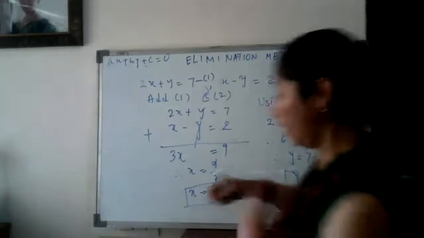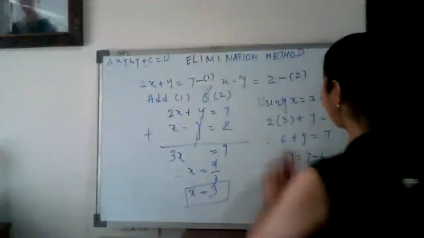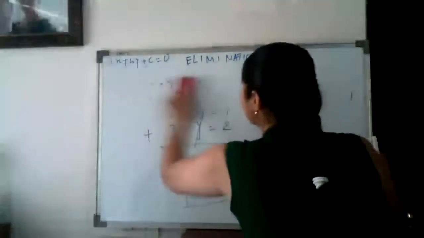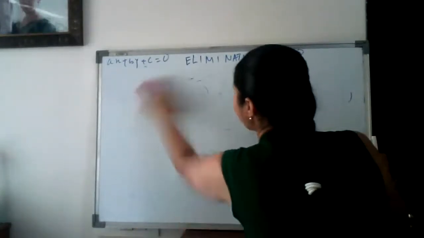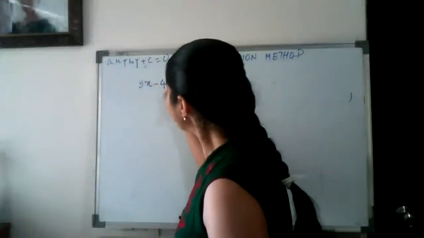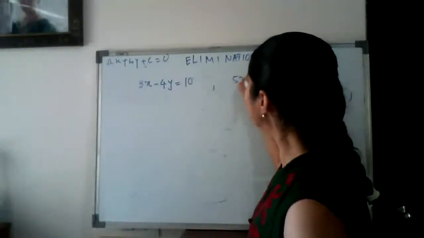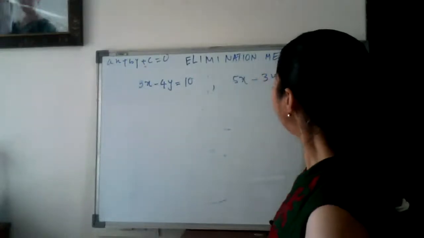Now, if I take another example where the coefficients are not the same, in that case, what will we do? So let's take one example. Okay, look at the second example. If I'm taking 3x minus 4y is equal to 10, and the second equation I'm taking is 5x minus 3y is equal to 24.